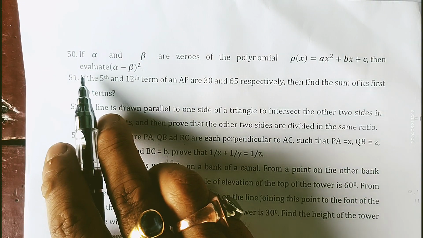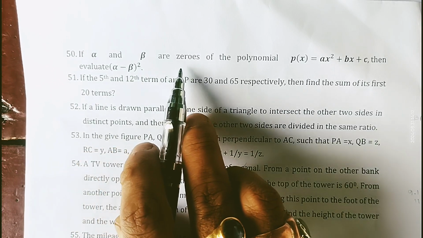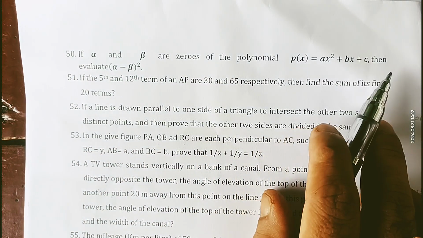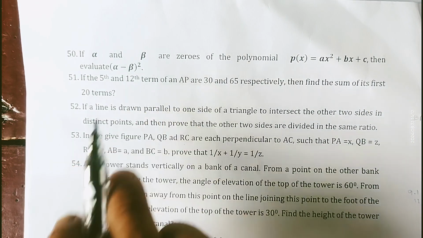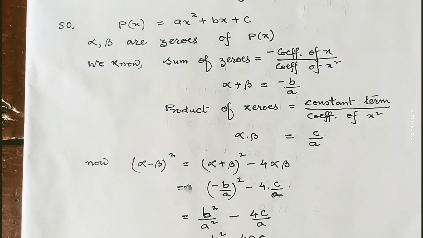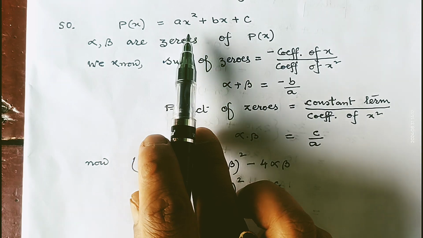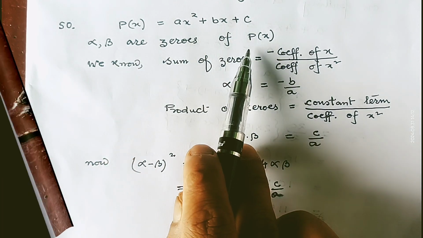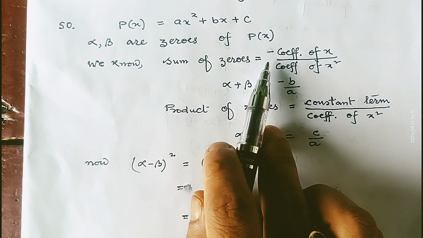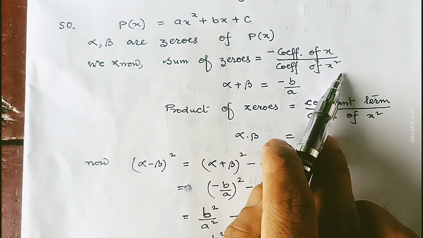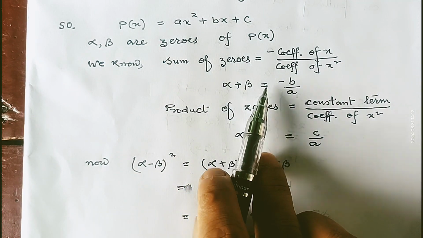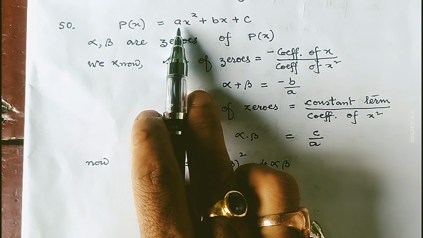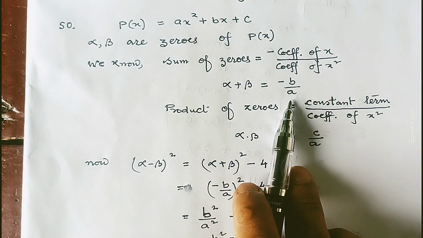In question number 50, it is given that if alpha and beta are zeros of the polynomial p(x) equal to ax square plus bx plus c, then evaluate (alpha minus beta) whole square. Here p(x) is ax square plus bx plus c, and alpha and beta are the zeros of the polynomial. We know the sum of zeros is minus coefficient of x by coefficient of x square. So alpha plus beta equals minus b by a.